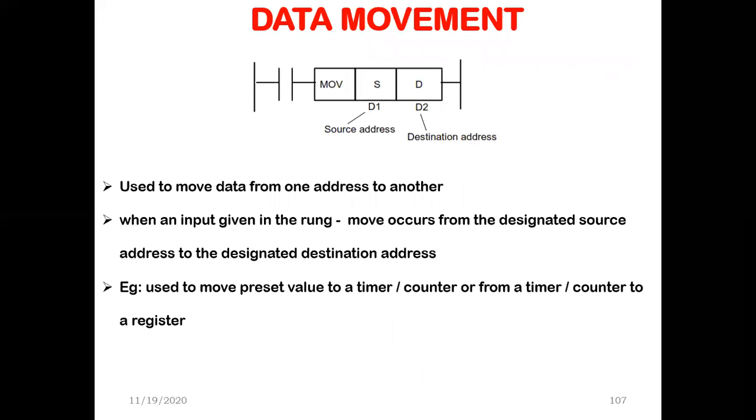So data movement, that is MOVE S comma D. S is the source address, D is the destination address. It is used to move data from one address to another. When an input is given in the rung, the move occurs from the designated source address to the designated destination address. It is used to move a preset value to the timer or counter, or from a timer or counter to the register.